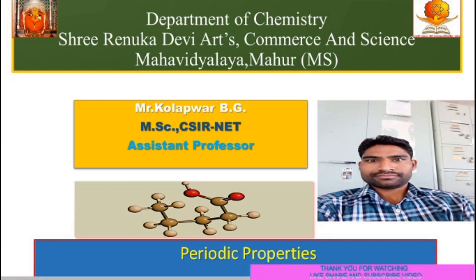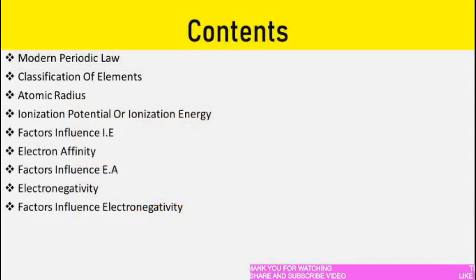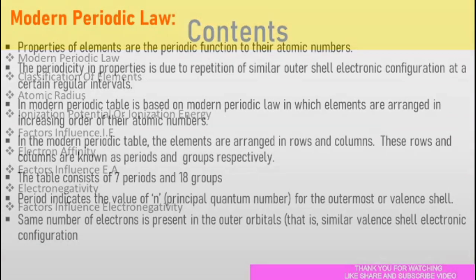Today we are going to learn about the topic periodic properties. In that you can learn modern periodic law, classification of elements, atomic radius, ionization potential or ionization energy, factors influencing ionization energy, electron affinity, factors influencing electron affinity, electronegativity, factors influencing electronegativity.